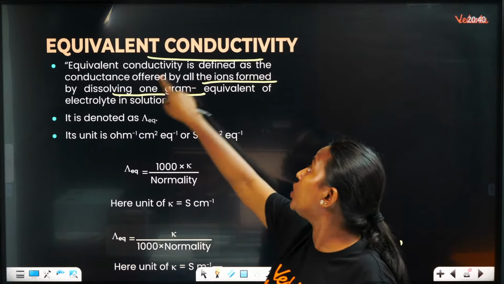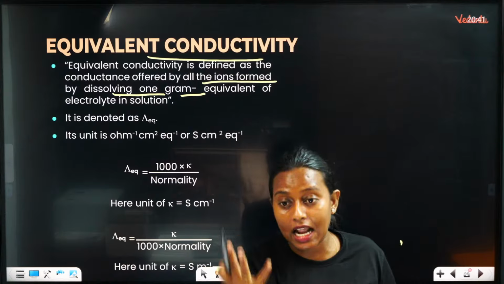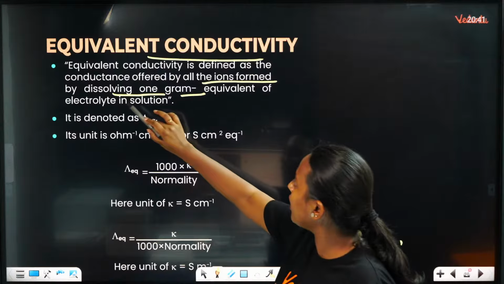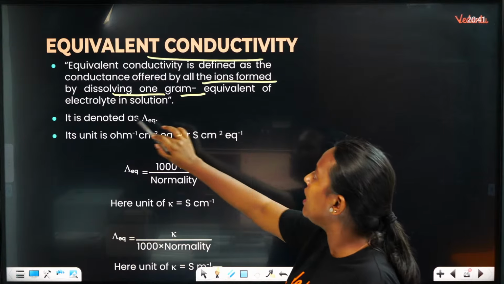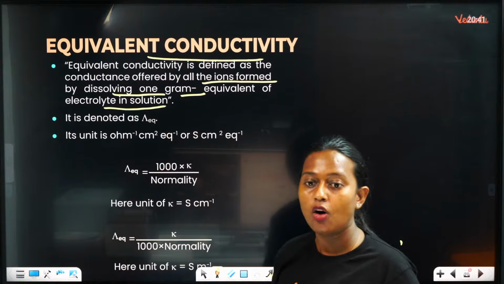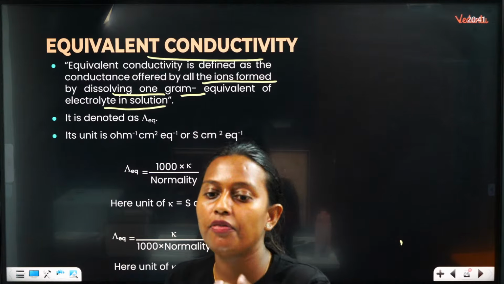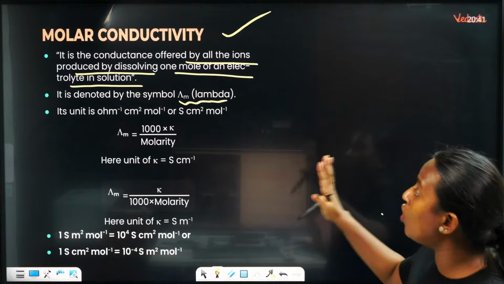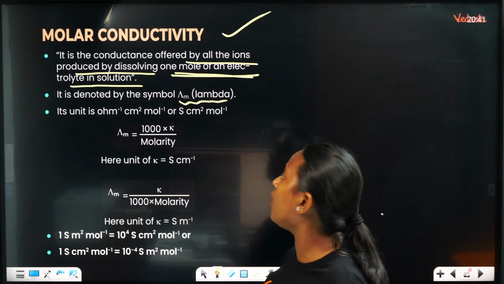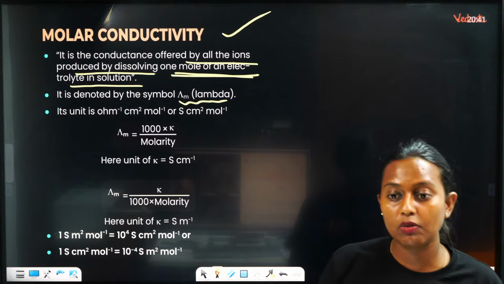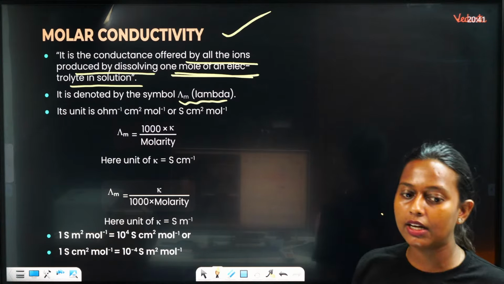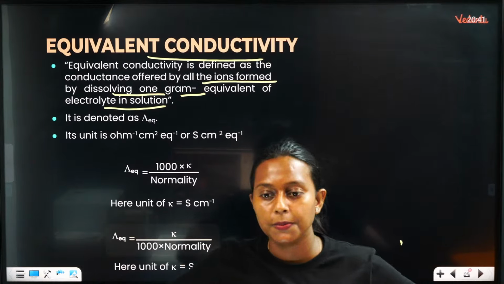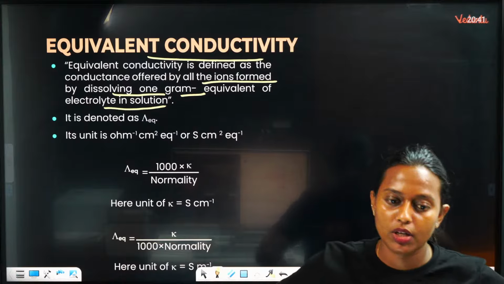When you consider equivalent conductivity, here 1 gram equivalent of electrolyte is taken, dissolved in solution. Clear? 1 gram equivalent of electrolyte solution is taken in equivalent conductivity. But in case of molar conductivity, you can see 1 mole of an electrolyte in solution. Is it clear, guys? Do you have any doubt?